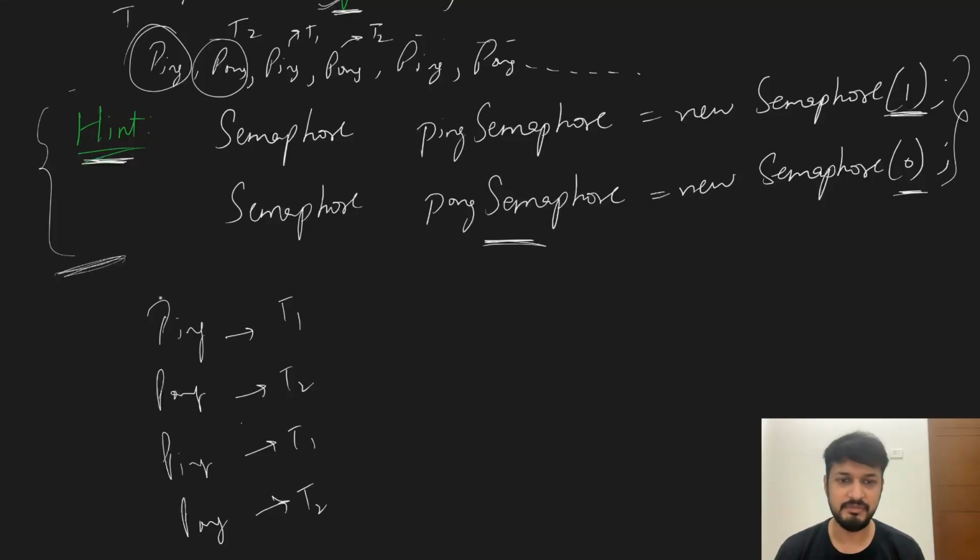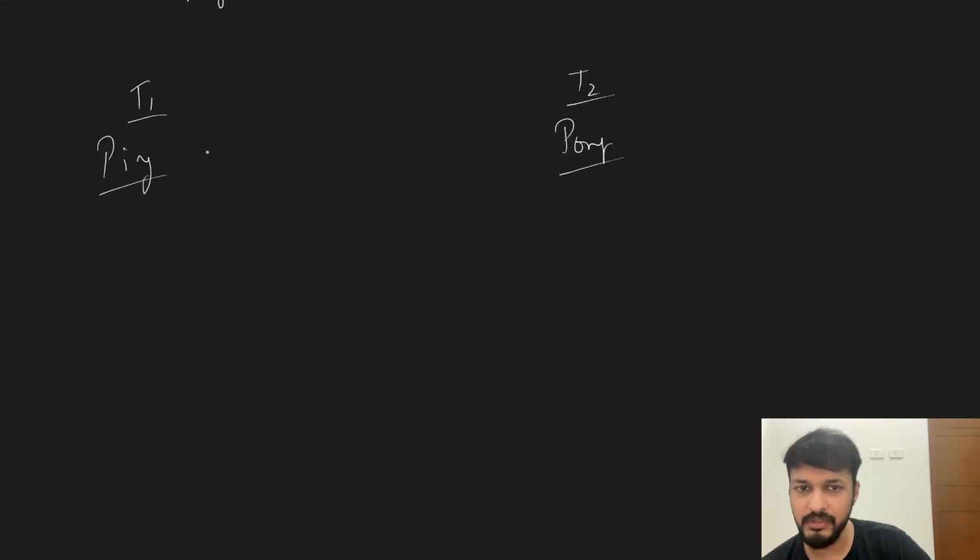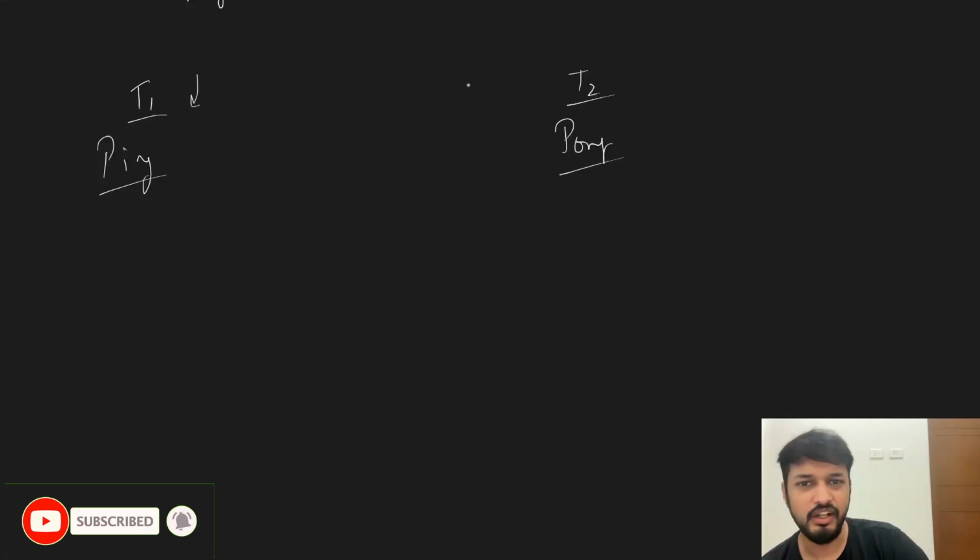Let's start by building some intuition. Basically, we have two threads, T1 and T2. Using T1, we want to print ping, and using T2, we want to print pong. We also know that at a single point of time, either ping should be printed or pong should be printed. So our first step will be to give control to either T1 or T2.